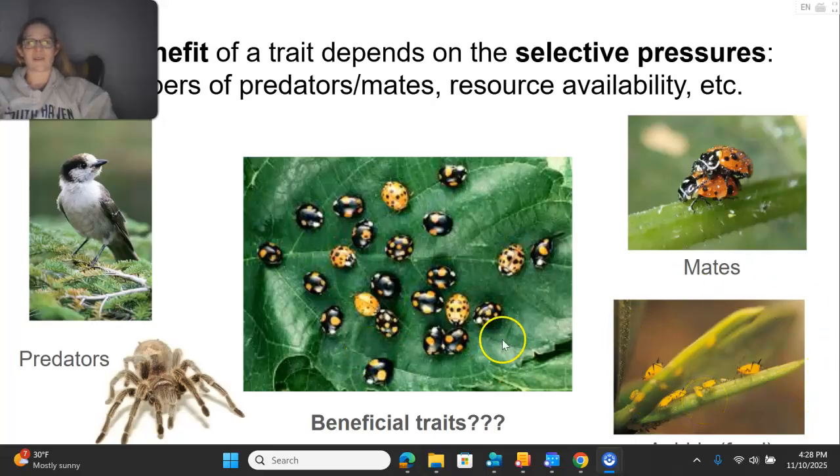All right, so there are some beneficial traits like the ability to camouflage, maybe to create toxic chemicals in your body. That is a beneficial trait that might deter predators. So those are things that are determined by genes.